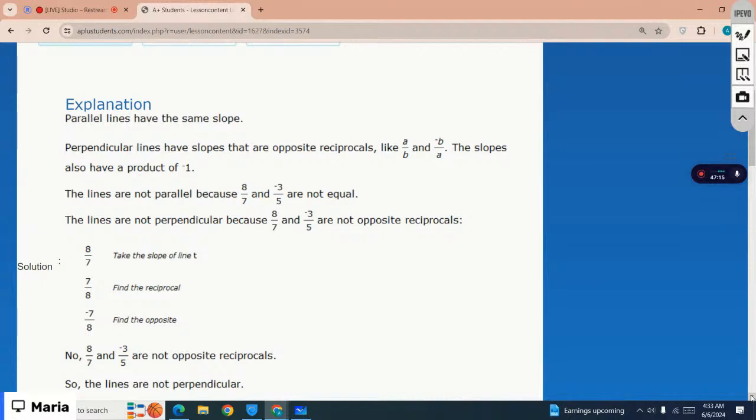Now let's check for perpendicular lines. The slopes are 8 by 7 and negative 3 by 5. They are not opposite reciprocals. That means the lines are neither parallel nor perpendicular. Got it? Let's just start with the test questions.